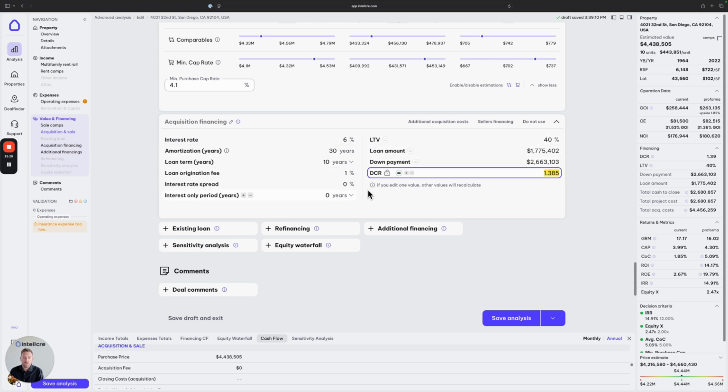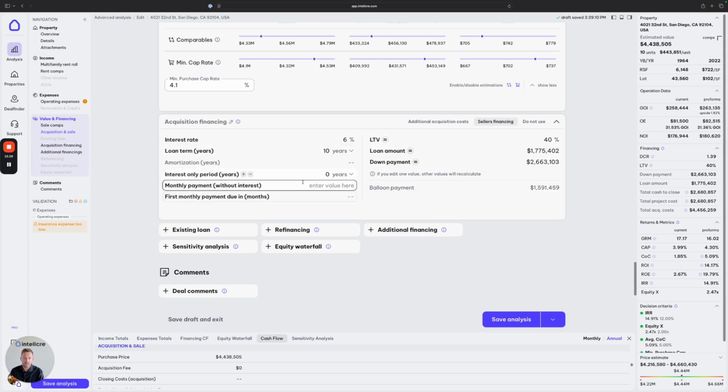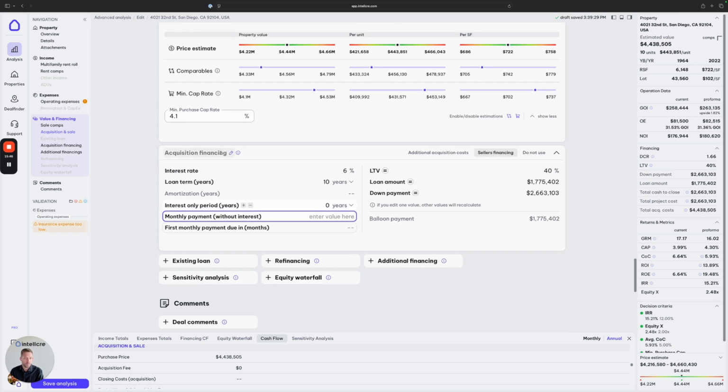If we want to do a seller's financing or some other creative financing scenario, we can simply click seller's financing. And in this case, what's the monthly payment going to be without interest? When is the first monthly payment due? And then, of course, the balloon payment and amortization will be calculated automatically from those numbers. If we want to do this as a proposed financing, so we're selling this deal, we're not saying this is the loan that you're getting, but this is how the loan would look. We can even customize the name of this. So let's say this is a hypothetical loan, right?